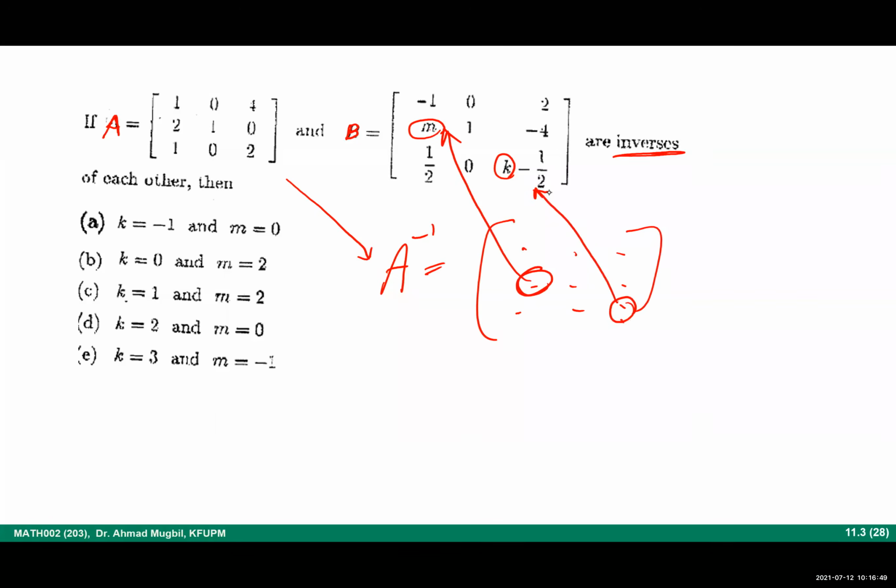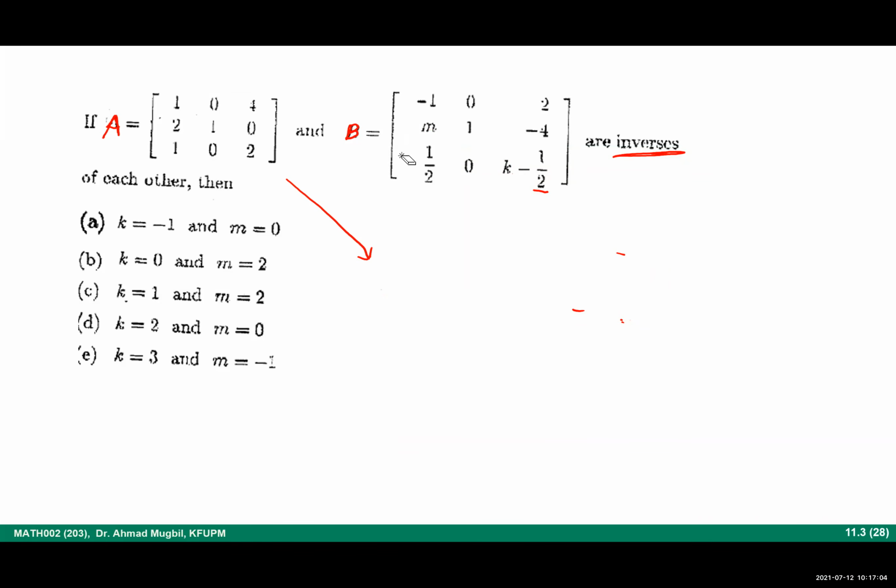There is another way, and it is much, much shorter and easier. What is the other way? Does anyone know about that? Yeah, Shabab. They are inverses of each other. So what is B?